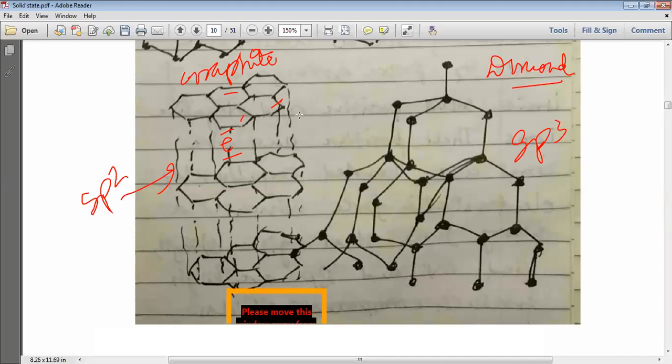Same way, my dear students, if you understand, graphite has a higher melting point, and that is why it can be used as a lubricant even at higher temperatures.